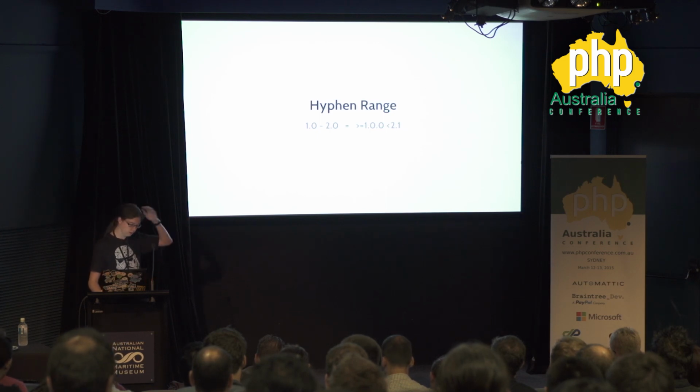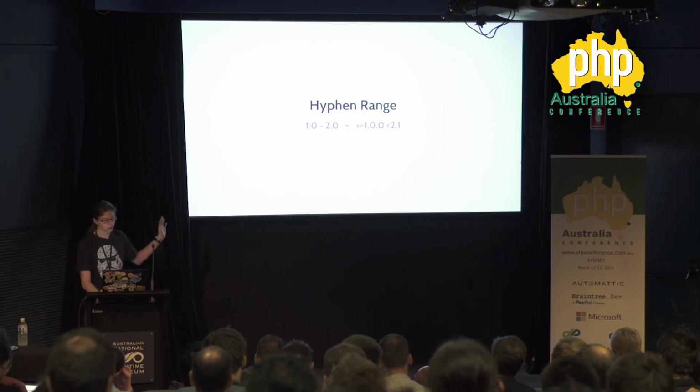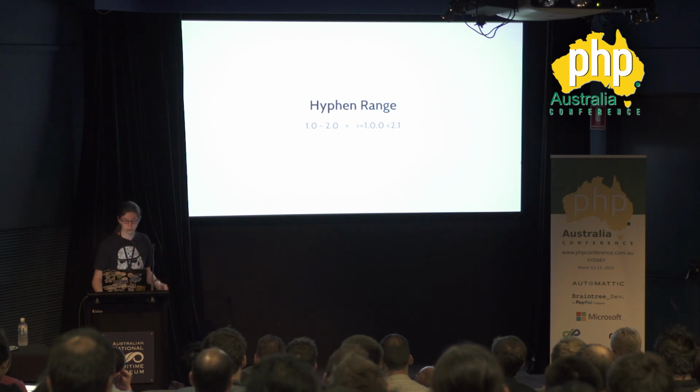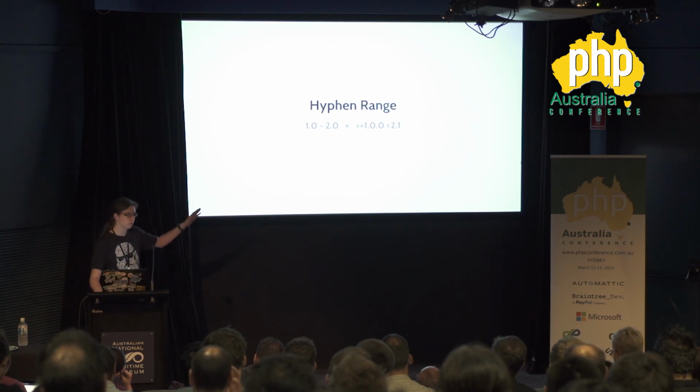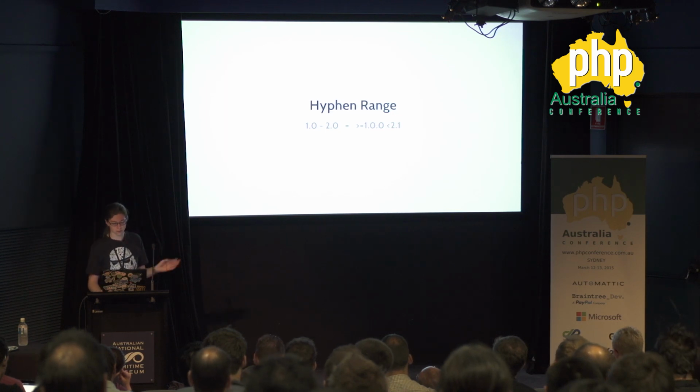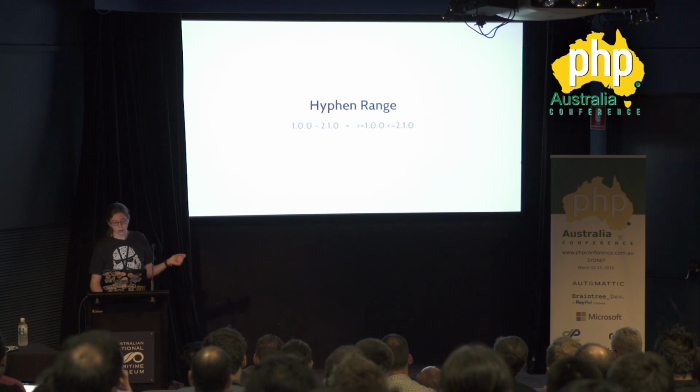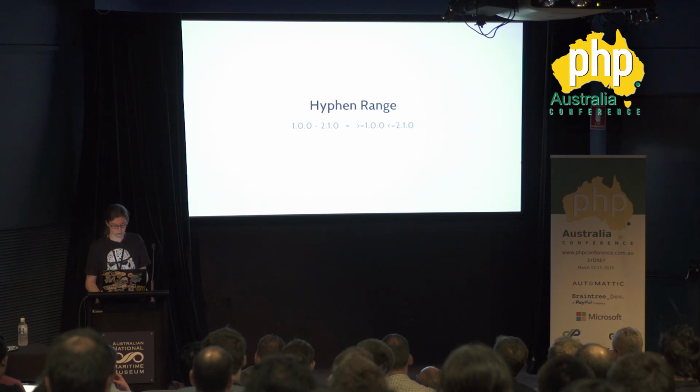So we have a few new things. This hyphen range, just to easily define ranges. So yeah, there are a few distinctions there. You can see if you define 2.0, it's basically like up to 2.0 point anything. So it's anything under 2.1. But if you define 2.1.0, then it's until 2.1.0 inclusive.